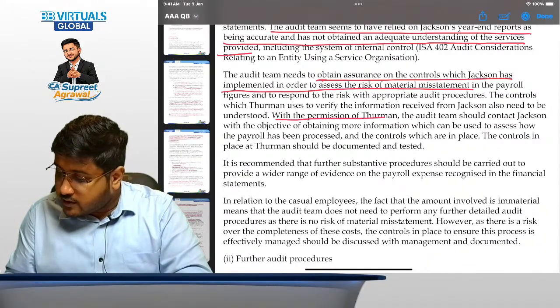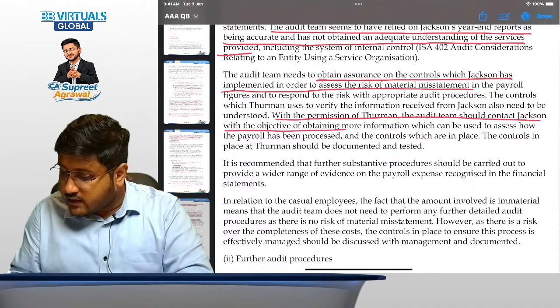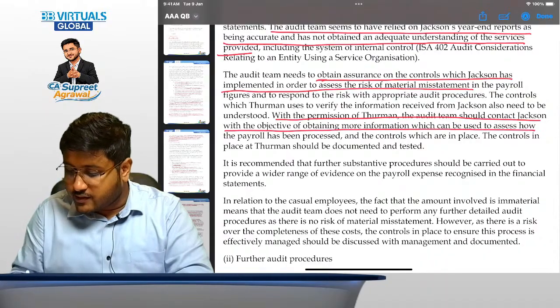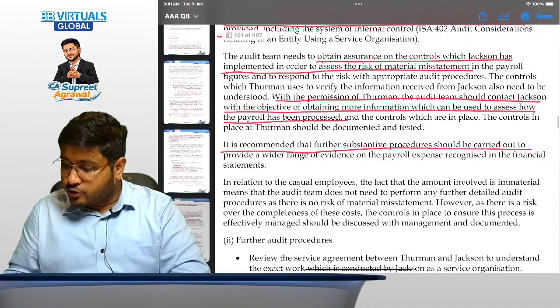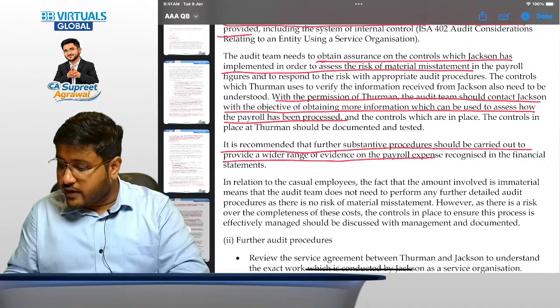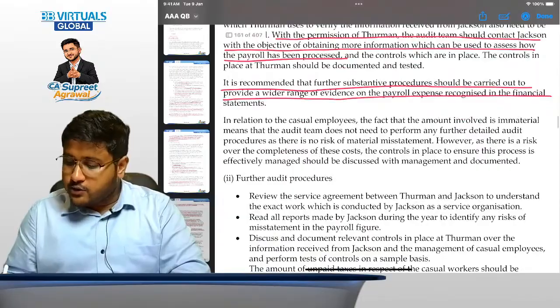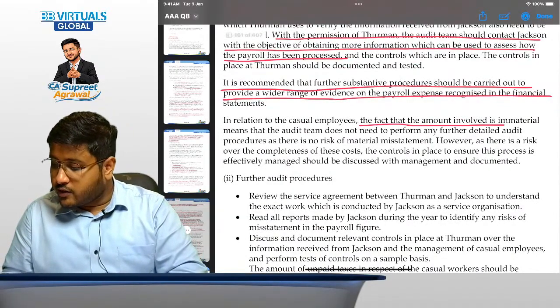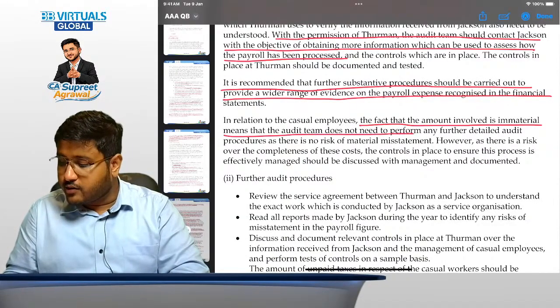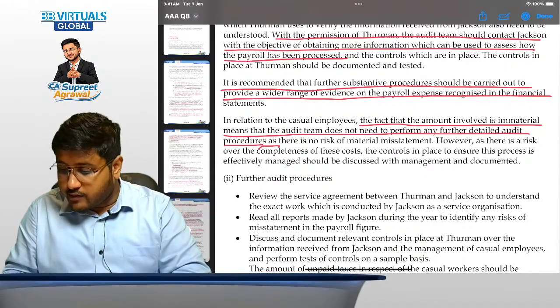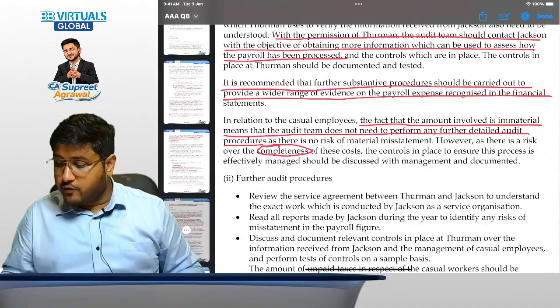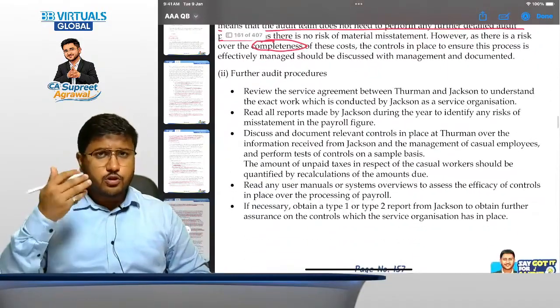With the permission of Thurman, the audit team should contact Jackson with the objective of obtaining more information which can be used to assess how the payroll has been processed. It is recommended that further substantive procedures should be carried out to provide a wider range of evidence on the payroll expenses. In relation to the casual employees, the fact that the amount involved is immaterial means that the audit team does not need to perform any further detailed audit procedure, but there is still a risk related to completeness of these records, so we should obtain certain procedures. We should obtain certain evidences.